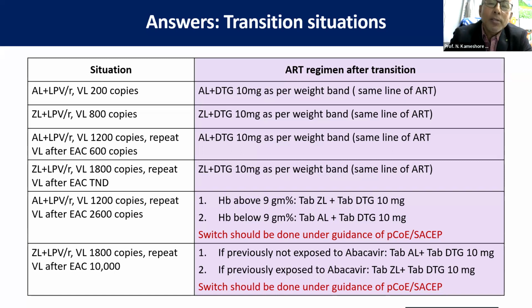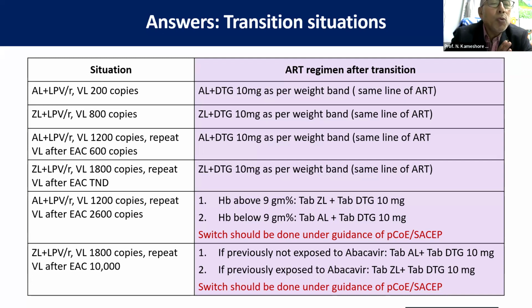The first same first line ART. In the next situation, the child is on AL and lopinavir, ritonavir with viral load 1,200. So repeat viral load after 3 months of EAC. Now again it is 2,600, which is more than before.